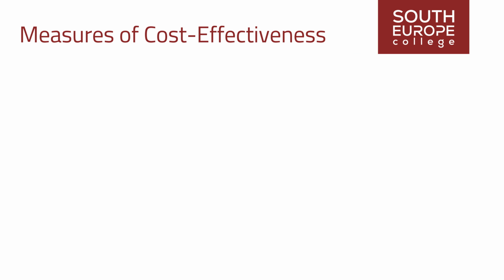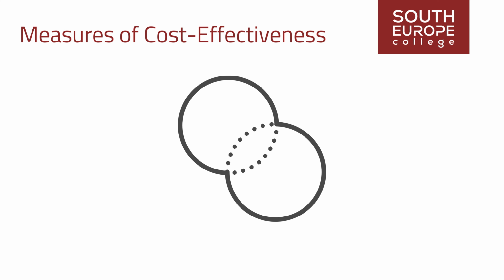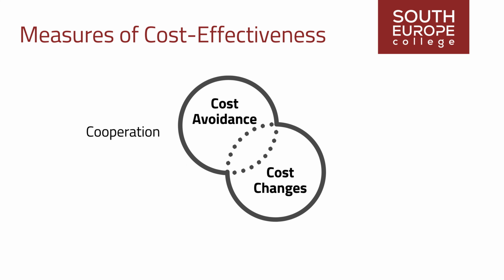Cost effectiveness measures can be categorized into two main types: cost avoidance and cost changes. However, it's important to exercise caution when implementing these measures. Achieving cost reduction through collaboration is different from doing so through heavy-handed pressure on a vendor. While both approaches may seem similar on paper, the former promotes cooperation and can lead to cost reduction, whereas the latter, involving undue pressure, may compromise the quality of the vendor's output.